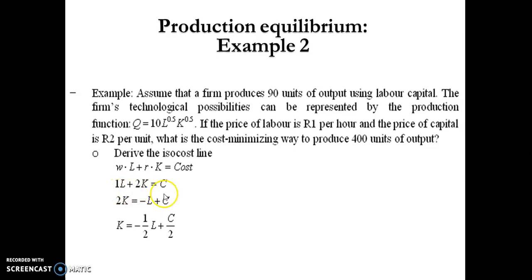So there's your ISO cost line, and you can rearrange it such that it is in the form of a straight line equation. K is the subject of the formula. So now you can very clearly see that your slope, which is negative and downward sloping, is given by the ratio of your wage rate over your rental rate of capital. So it is minus a half. This would give your vertical intercept of your ISO cost line. However, we don't know what C is just yet.